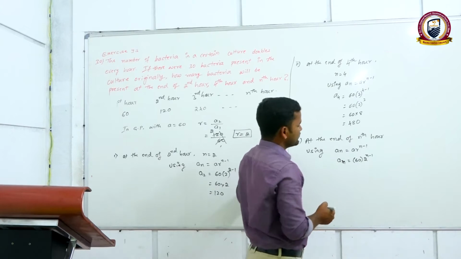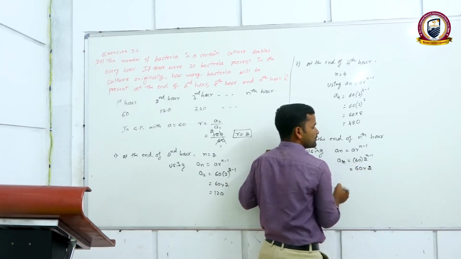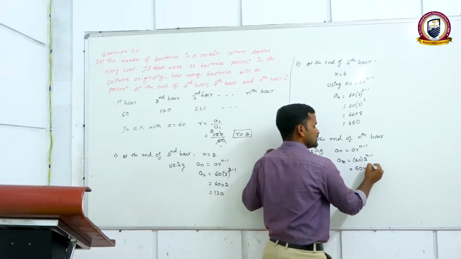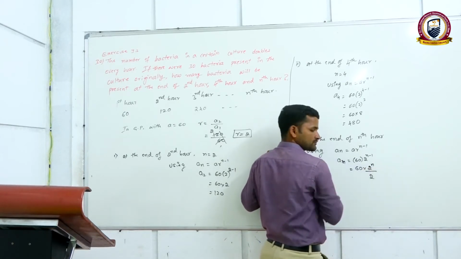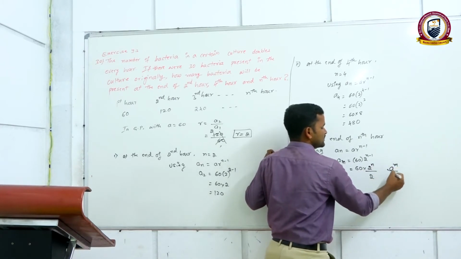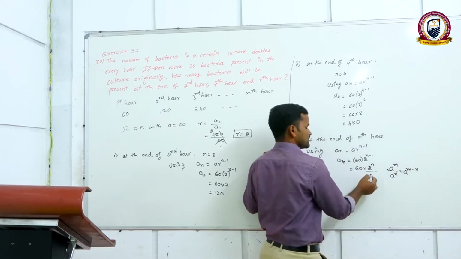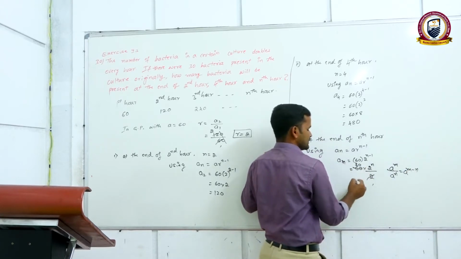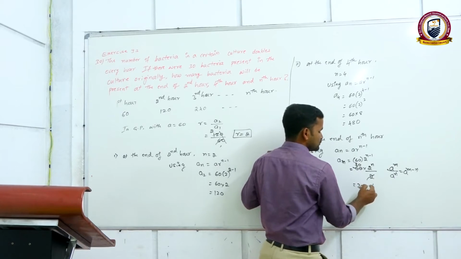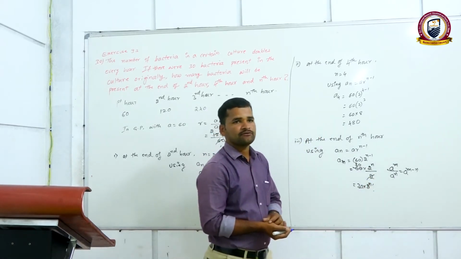You can leave it here, or else 60 into 2 to the power of n minus 1 can be written as 2 to the power n by 2. So this is according to the laws of indices, a raised to m by a raised to n, that is nothing but a raised to m minus n. 2 ones are 2, 30s. This is 30 into 2 to the power of n bacteria will be there at the end of nth hour.